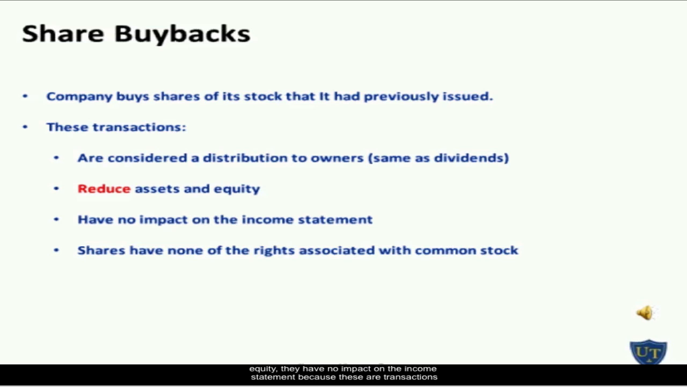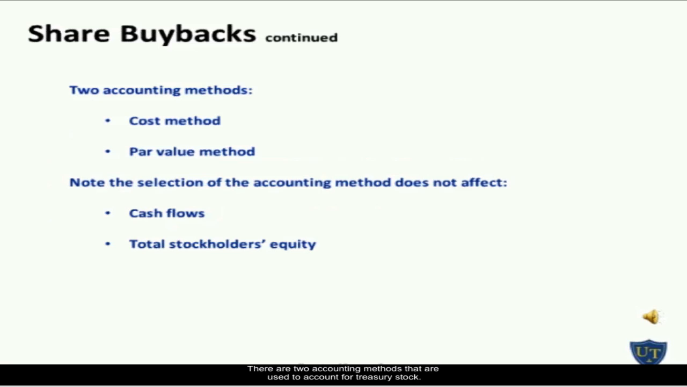They have no impact on the income statement because these are transactions between the company and its owners. And lastly, these shares have none of the rights associated with common stock. So treasury shares do not have the rights to vote or to receive dividends. There are two accounting methods that are used to account for treasury stock. The two accounting methods are the cost method and the par value method. The dollar amount in the name indicates the amount to record to treasury stock. The cost method is going to record the cost of the shares to treasury stock, and the par value method records the par value of the shares reacquired to treasury stock.